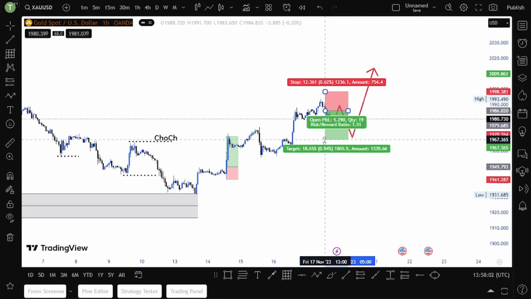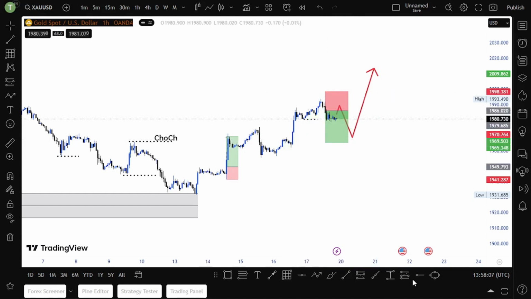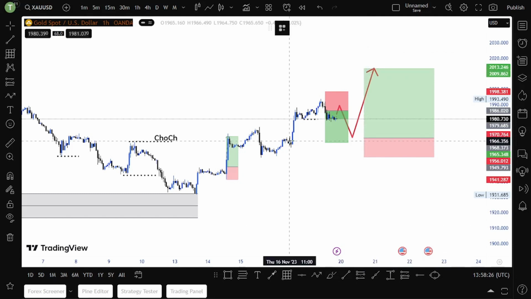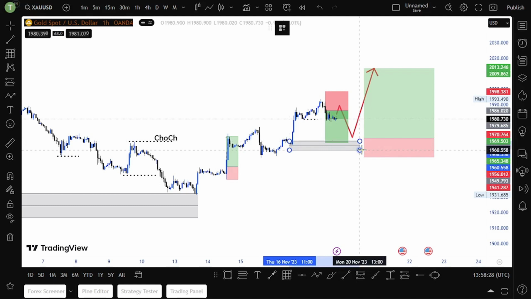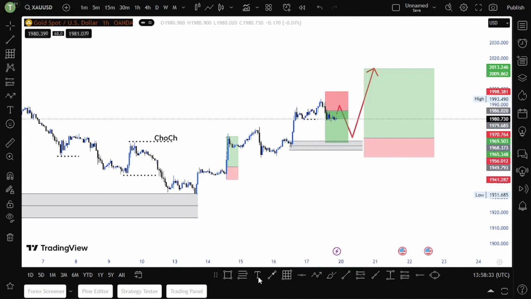Once we complete this pullback, we'll be buying here at this bigger demand zone. We'll be putting our stop loss just slightly below here. This is where I plan to buy gold, as you can see on the screens here.